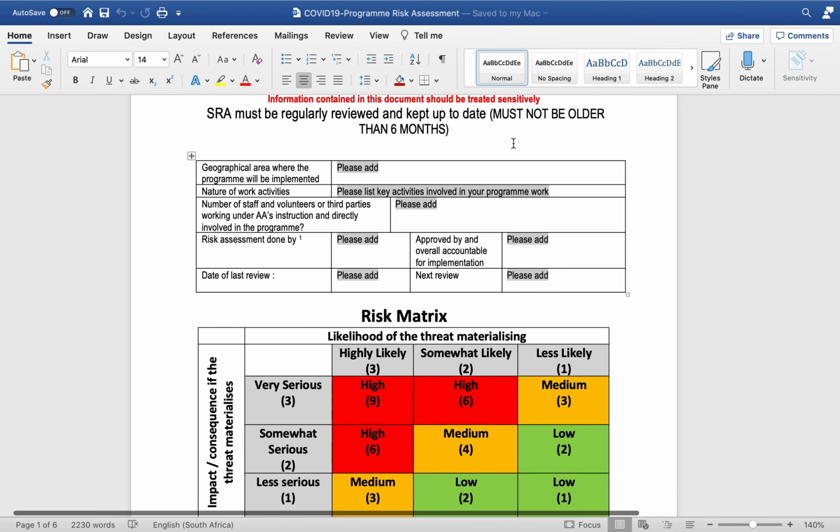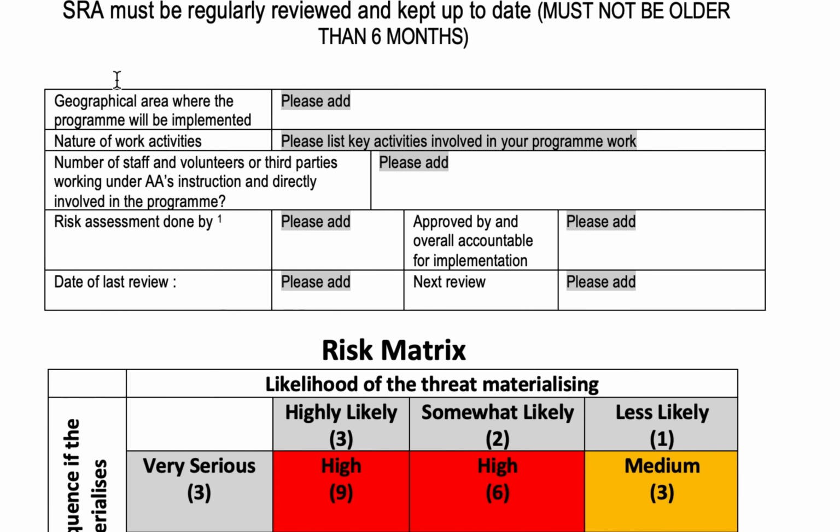So let's look at page 1. This little box here asks you a few questions. Geographical area where the program will be implemented. Instead of writing countrywide, please mention the areas, regions, or LRPs where you will be implementing your program activities.